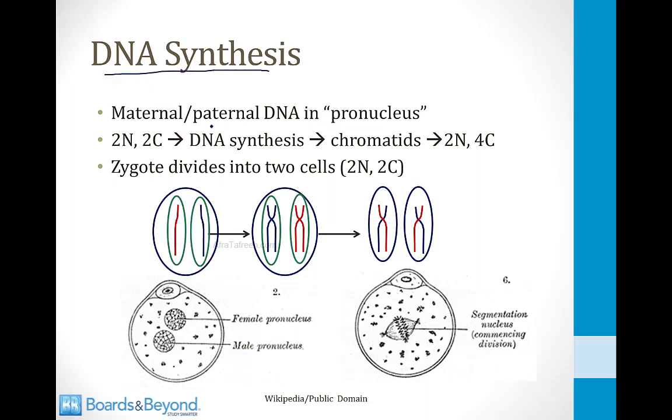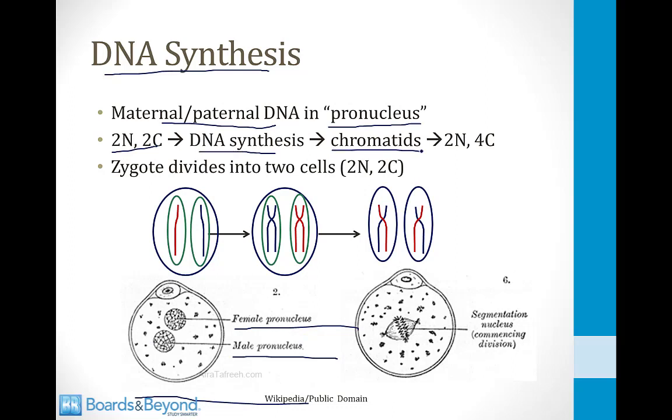Initially within the zygote, the maternal and paternal DNA are separated from one another inside of cellular structures called a pronucleus. A picture of this is shown on the screen here. We've got a male pronucleus with the father's DNA and a female pronucleus with the mother's DNA. Now the zygote, as we talked about in the last slide, is initially 2N, 2C. However, when DNA synthesis occurs, chromatids will be synthesized such that the zygote will then become 2N, 4C.